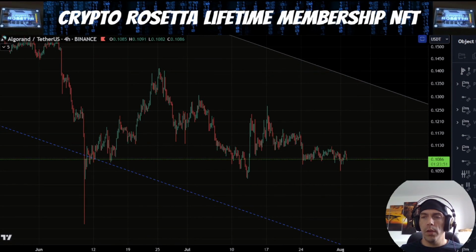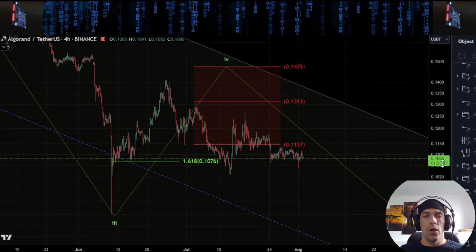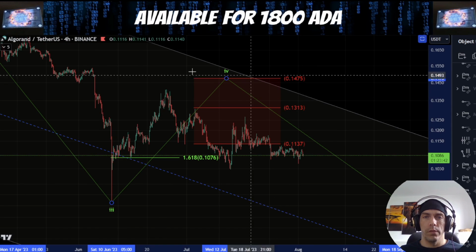Okay, so the way that we were looking for this move primarily was the potential that we could still have this as a fourth wave. Now, we were saying that this could potentially be our third wave into this low here, and what we were looking for is this fourth wave to develop.